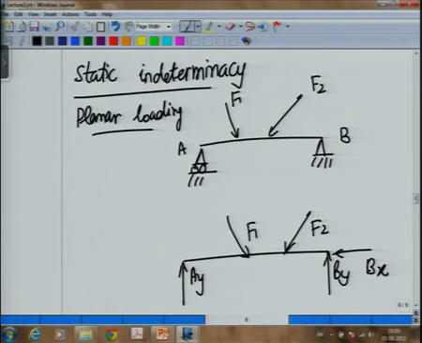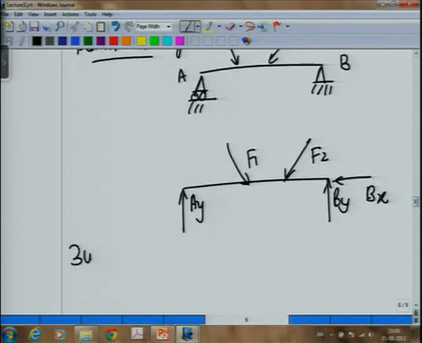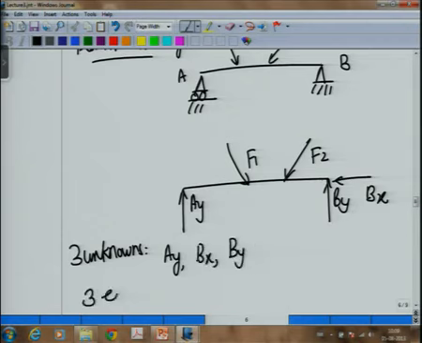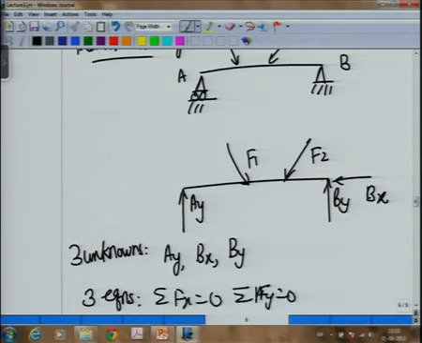So, now when I count my equations, I have three unknowns Ay, Bx, By, and how many equations do I have? From statics I will get three equations, and these will be sigma Fx is equal to 0, sigma Fy is equal to 0, and sum of moments is equal to 0. And I have enough equations and enough unknowns. I will be able to solve for the three unknowns by these three equations.